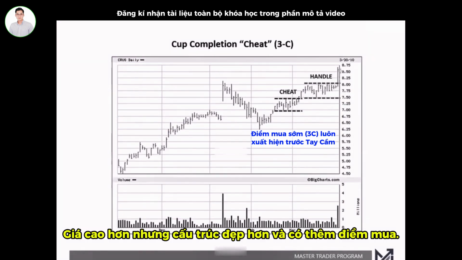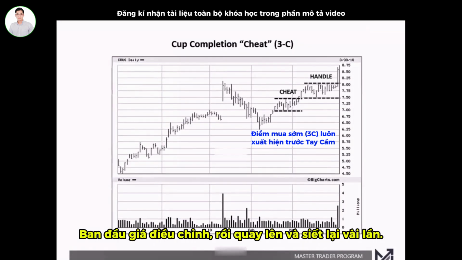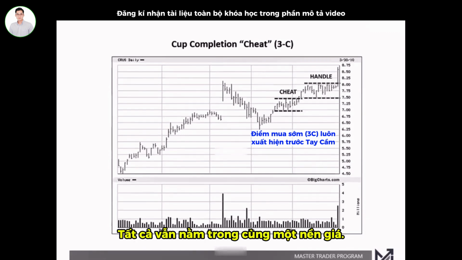So now you get another buy point. This is the 3C, right? Cup completion cheat. This would be the handle phase. Both of them, very important, both had VCP characteristics. This came down 1, that's a 2, right? So now you come back up here, and you go through a couple iterations, and maybe you could see 2, 3, 4. But again, all within the base.